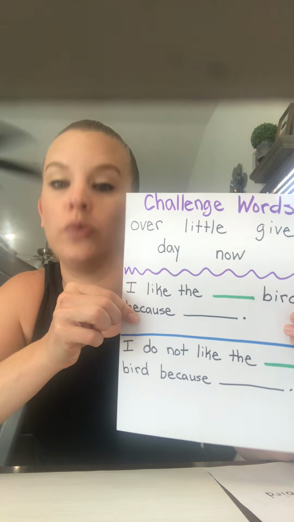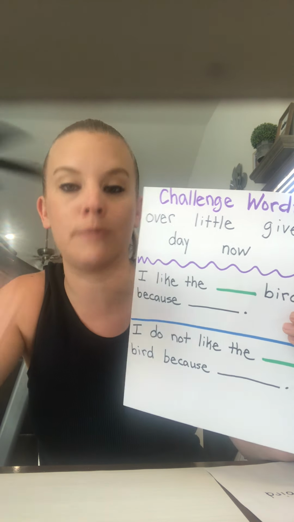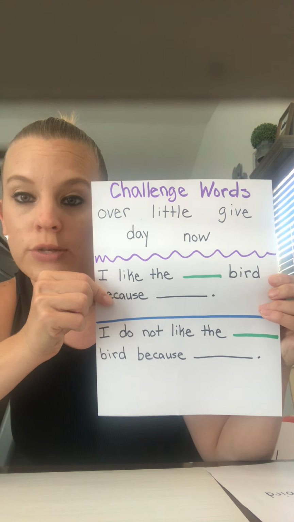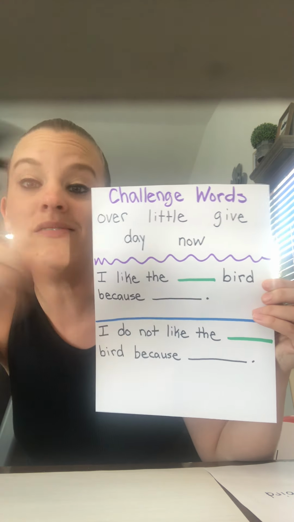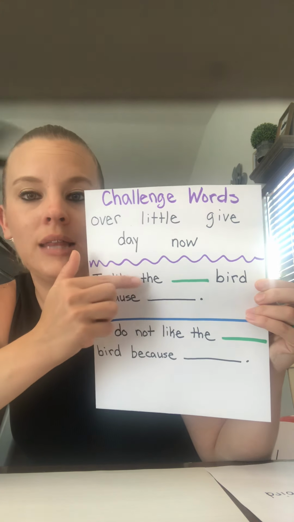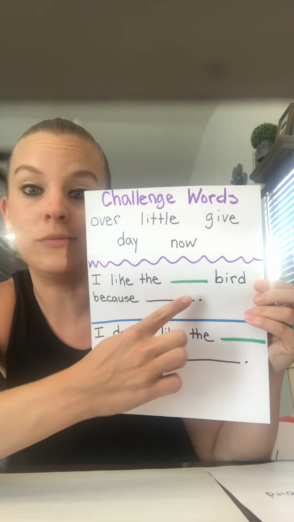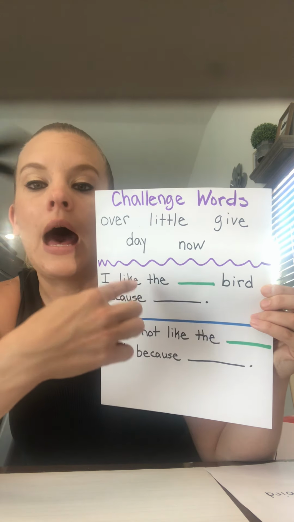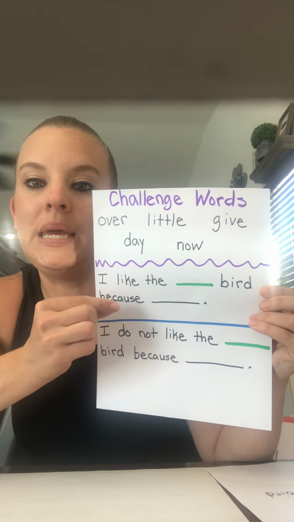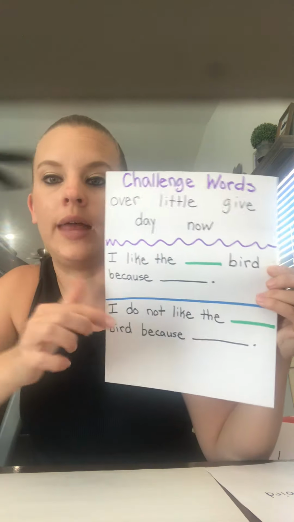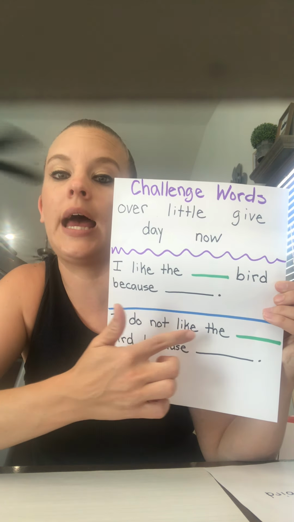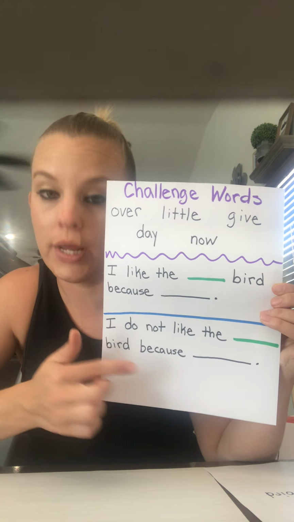So doing that part, we were doing it in class, so this is not new, but this might be new at home. So here are the sentence frames that will be posted for you also, so if you need to print them out for them to have, they can use them like that. I like the blank bird. Why is that blank green? Because we use the adjective. Let's describe our topic. I like the blank bird because, tell me why. And then down here, if you don't like them, that's fine. I do not like the blank bird because blank. Okay, so this will be posted for you.